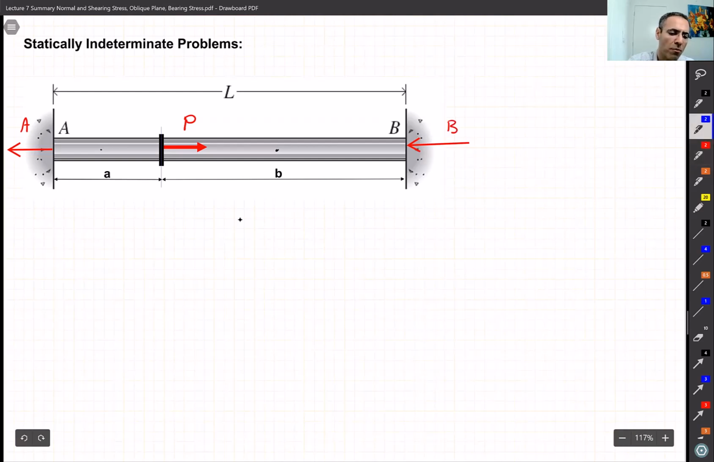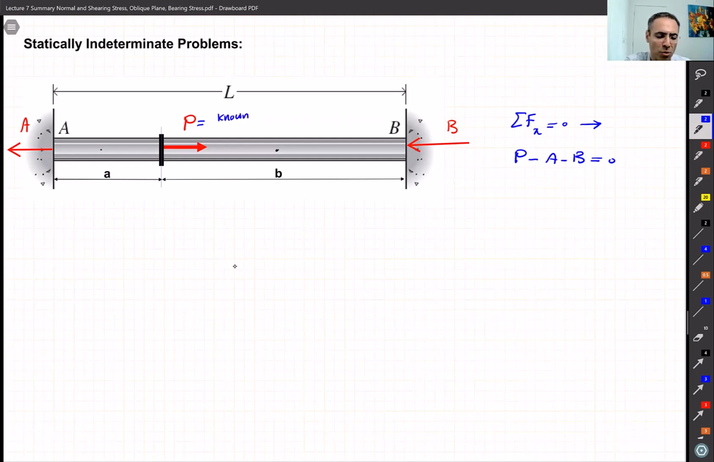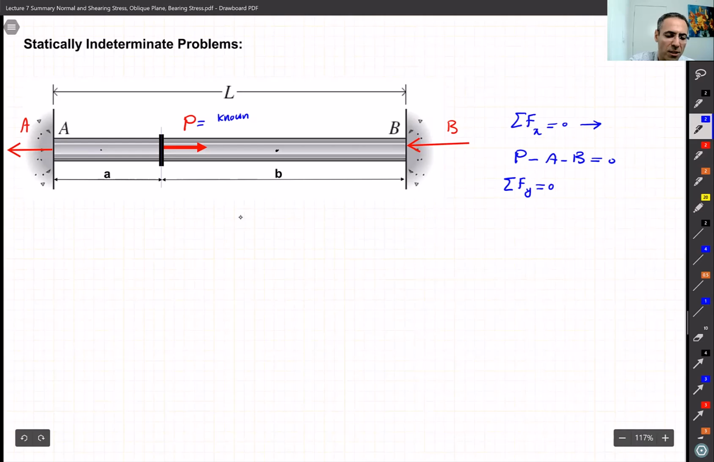From what we've learned so far, we know that the sum of the forces in X direction must be 0. So in X direction, we have P, minus A, and minus B equal to 0, right? Let's say we know this P. It's 100 kilograms, 10,000 Newton, or whatever. But we see this formula cannot help us, because it has two unknowns. We use the other formulas that we know. We know that there are 3 formulas. Sum of the forces in Y direction must be 0, but it's not really useful.